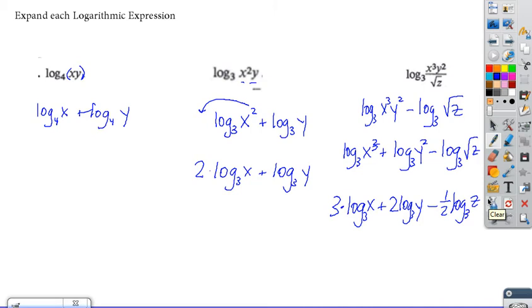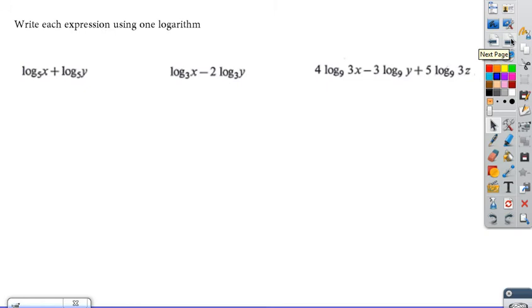Okay? Good problems here. Let's try the other way. What if I give it to you expanded? I want you to bring it together. All right, I gave it to you expanded. I want you to bring it together. Let's see what that looks like.